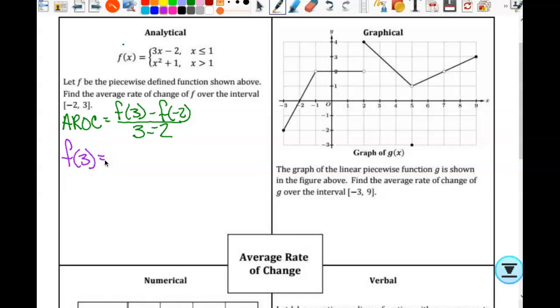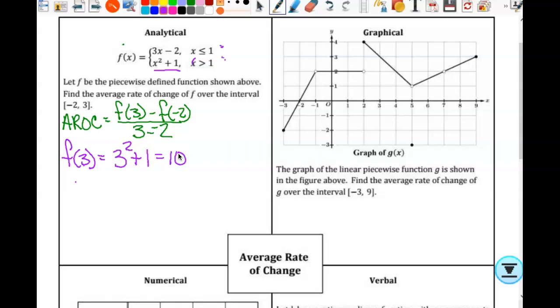Now, this is a piecewise function because I literally have it in 2 pieces. And we have these little domains over here. So 3 only fits in one of these 2 domains. Which one is it, the first or the second? The second, because it's when x is greater than 1, well, 3 is greater than 1. So that means I only substituted into here. 3 squared plus 1 gives me 10.